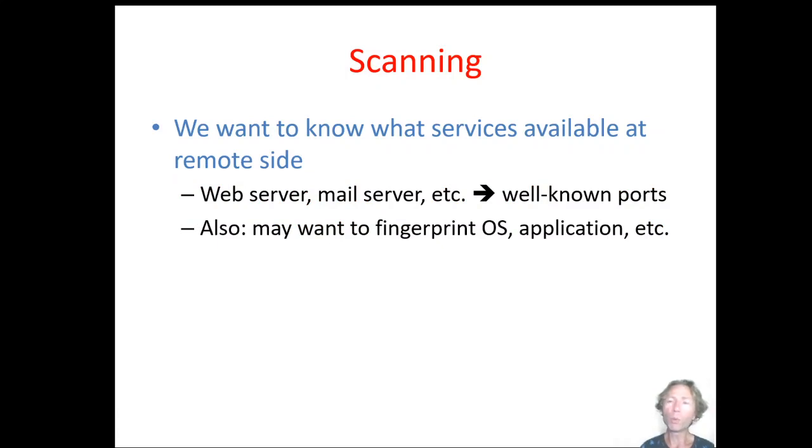So we want to know what services are available at the remote site. For instance, there could be a web server running if there is activity on port 80, or a mail server running if there's activity at port 25. These are all running on well-known ports. In addition, we may want to fingerprint the environment on which this is running. Is this a Linux machine or a Windows machine or some other machine? And if it's a web server, which web server is actually running? Is this Apache? Is it Nginx?